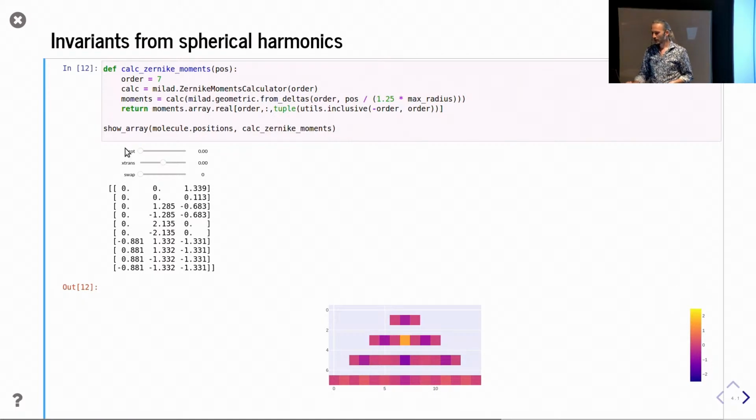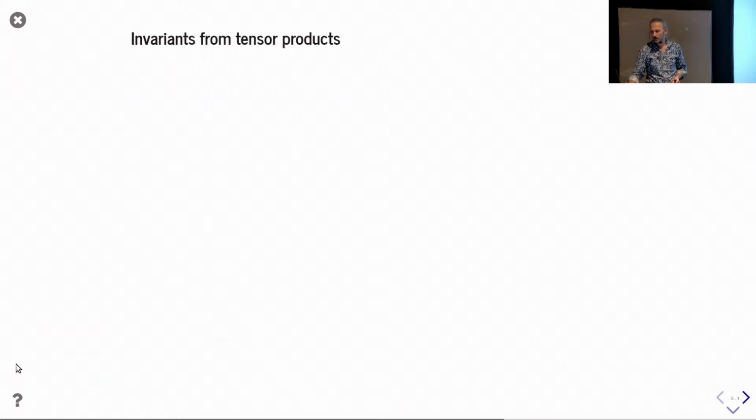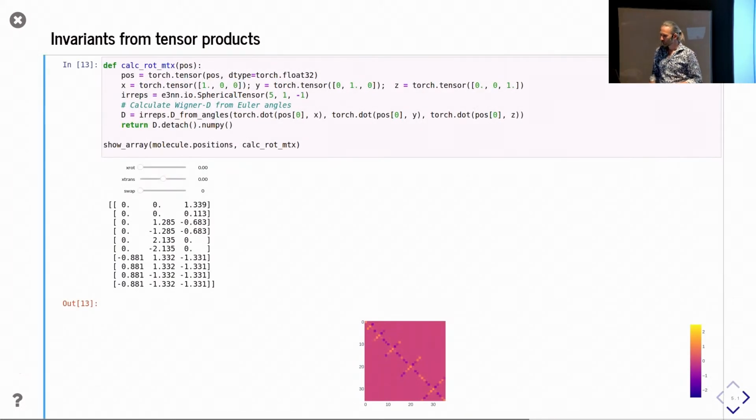So if I just plot the actual spherical harmonics themselves, the expansion coefficients, which I'm plotting here, are obviously not invariant to rotation, right? As I rotate my atomistic system, this is going to change. So it doesn't have the rotation invariance that we want. However, what we can do is start to do tensor products between these spherical tensors, right?